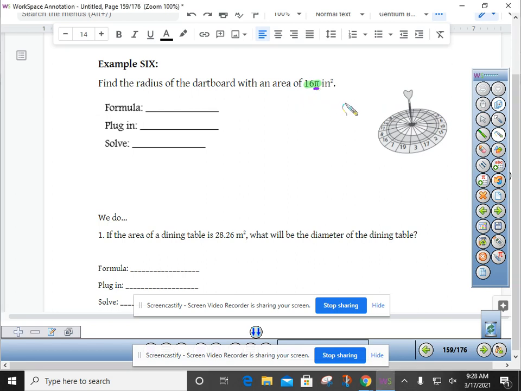Because they did not change pi, did they? Which makes your life so much easier. So if you wrote it down, it would be like this. And you know the 2 pi's cancel out, so you just have to find the square root of 16. Right? That's how they did that so fast.